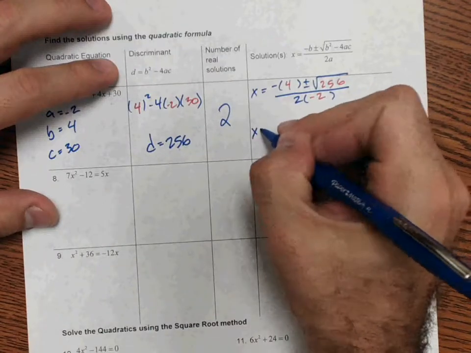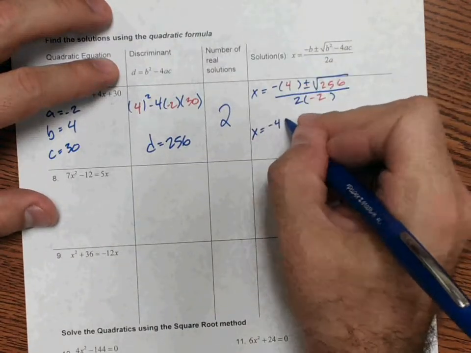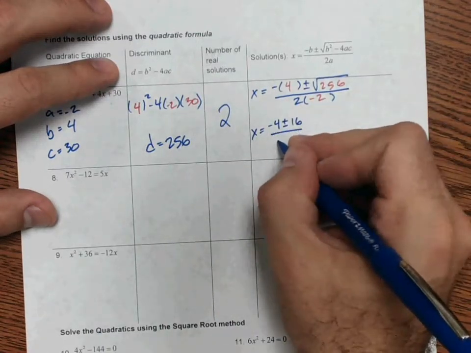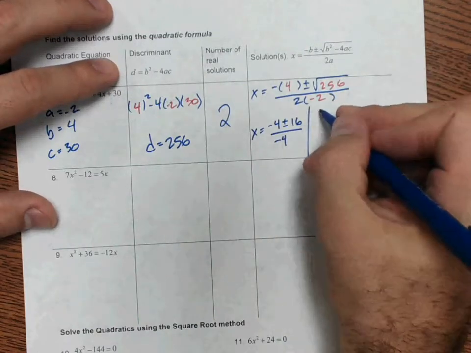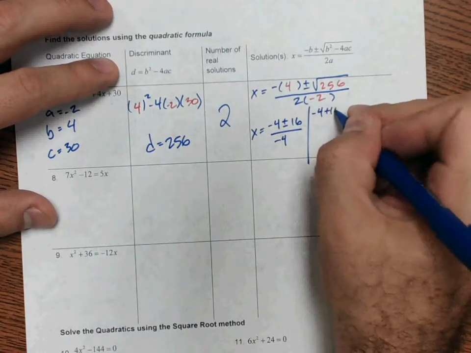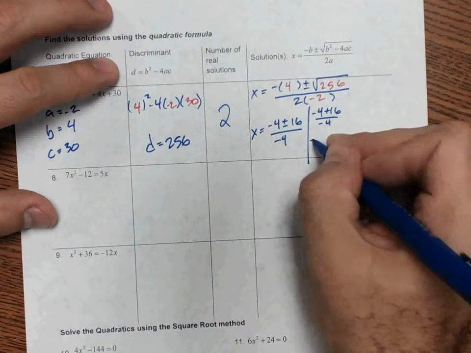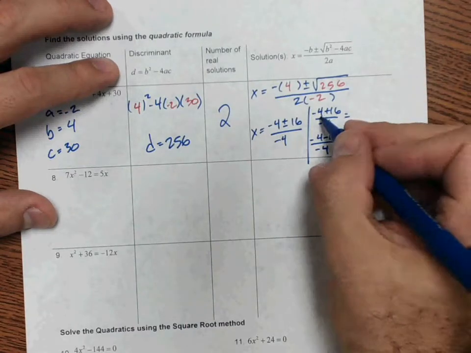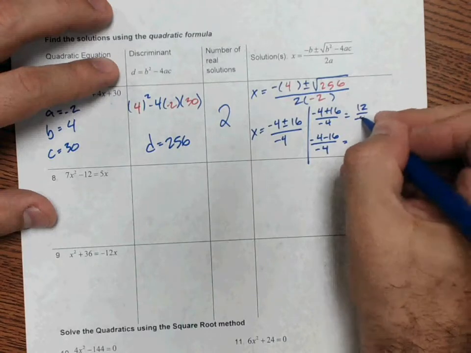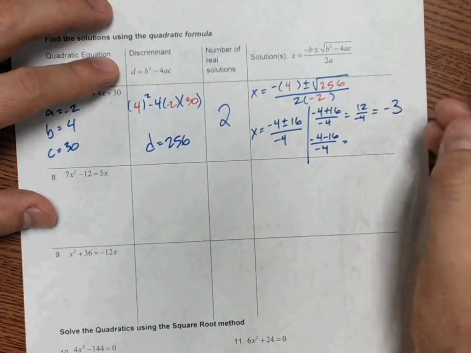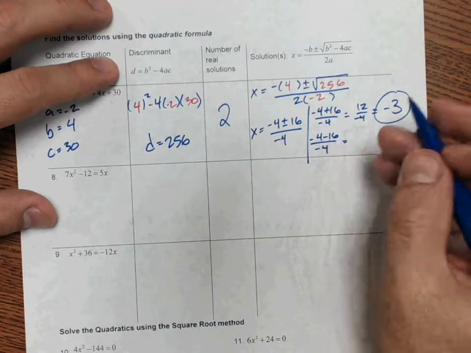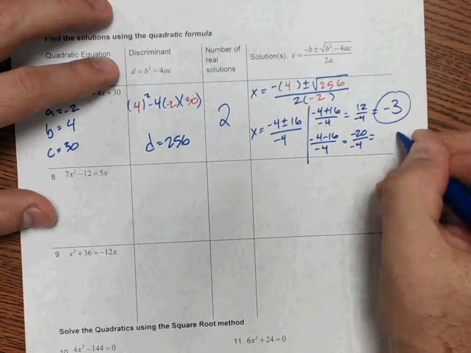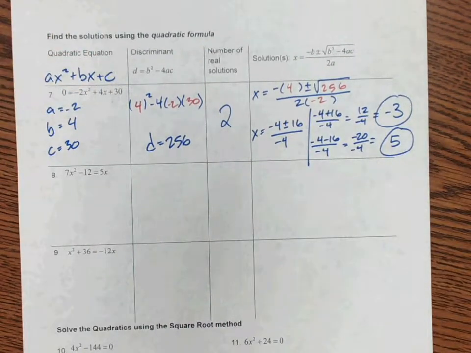Remember, x equals negative times 4 is -4 plus or minus square root of 256 was 16, and then 2 times -2 was -4. So remember, we're going to do this twice. One with -4 plus 16 over -4, and one with -4 minus 16 over -4. -4 plus 16 is 12. Divided by -4 is -3. -4 minus 16 is -20 over -4 equals 5. My solutions are -3 and 5.